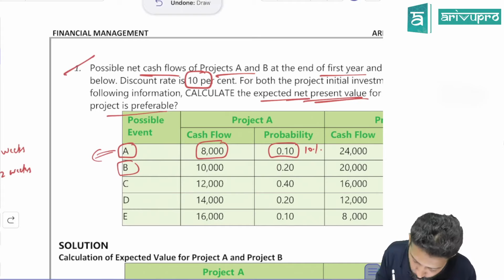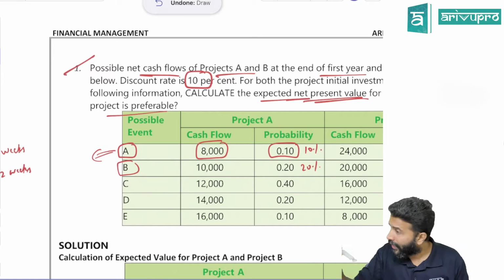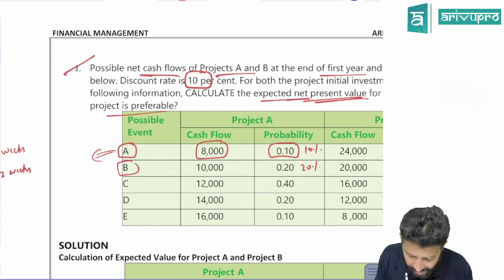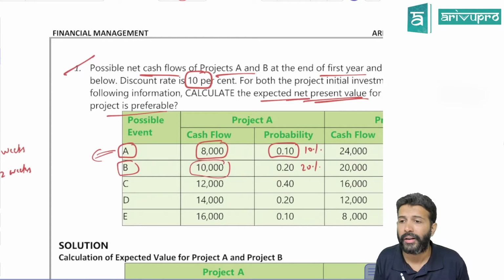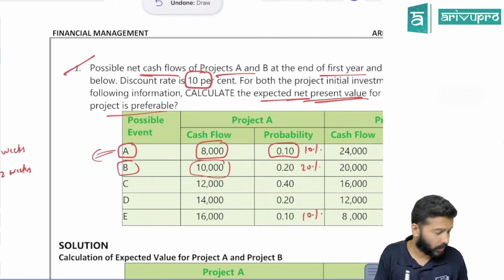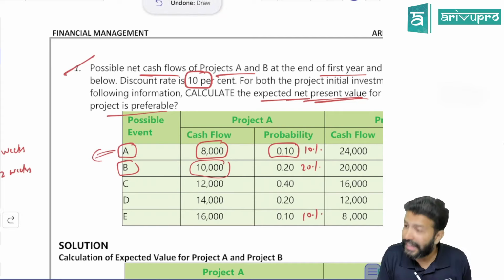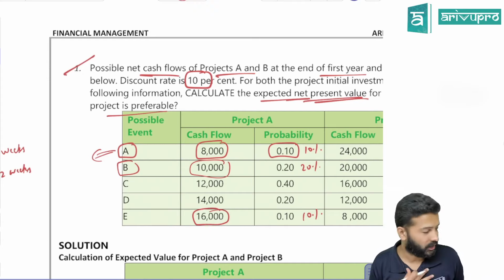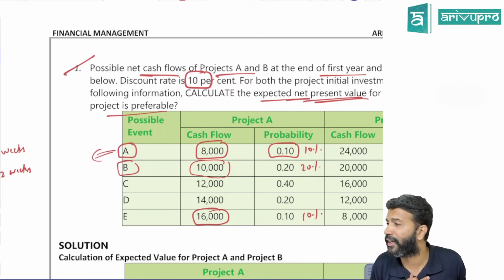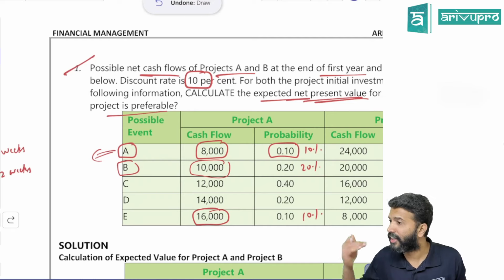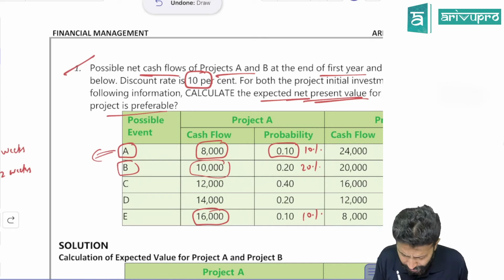0.2. 0.2 means there is a 20% chance that in the first year, event B will occur. And if event B occurs, my cash flow will be 10,000. Let's go for the last one. There is a 10% chance that event E will occur. And if this occurs, my cash flow will be 60. Deep down, I'm estimating for event E to take place, because if event E occurs, my cash flows will be higher. But I feel how much percent chance is there?